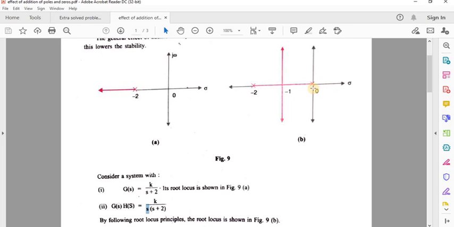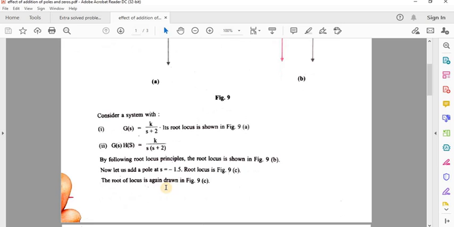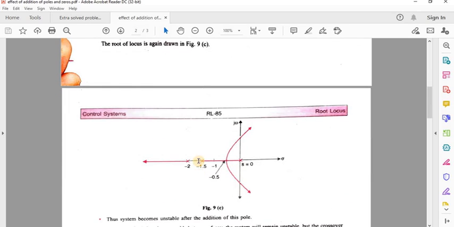Okay, here if we draw the root locus, it will shift towards the positive axis, near to the positive axis. This lowers the stability. Again they will add a pole at s equal to minus 1.5. The root locus can be seen here. This is the pole addition. Okay, so the root loci will be from 0 to minus 1.5. In this there will be a zero, and from minus 2 to infinity there will be a pole. So the breakaway point they can find out here, minus 0.5.